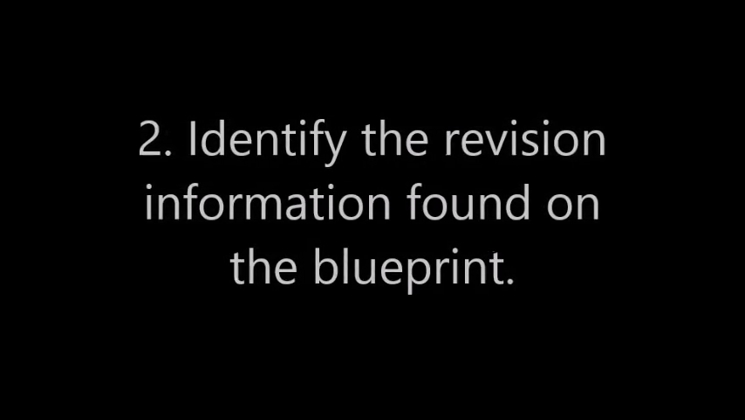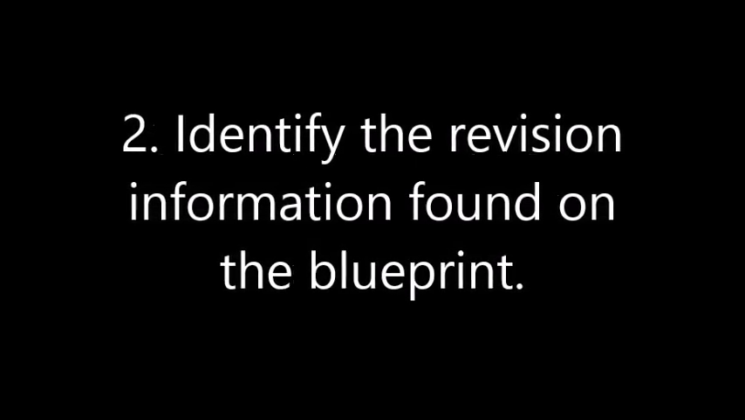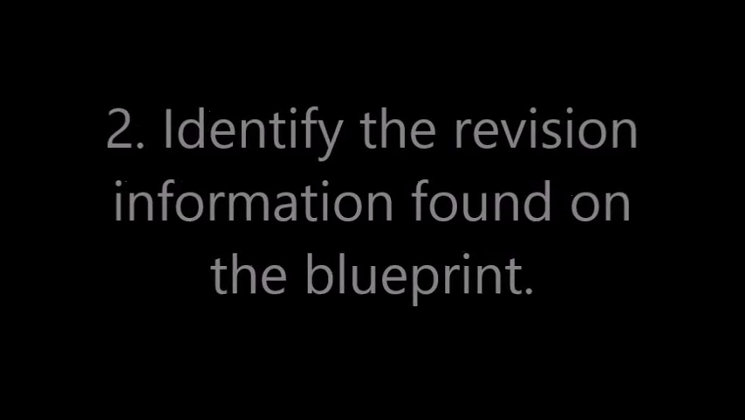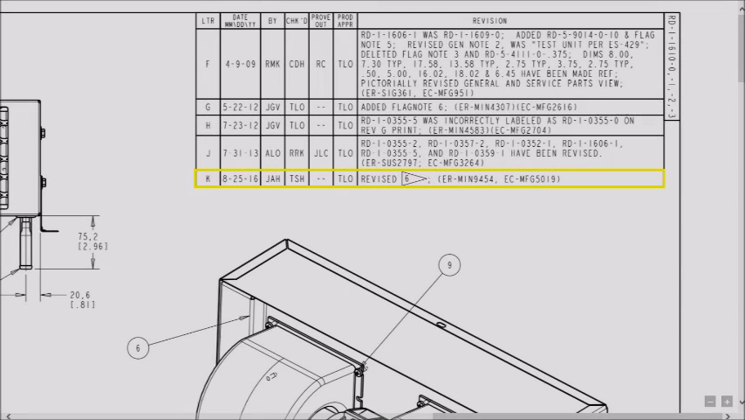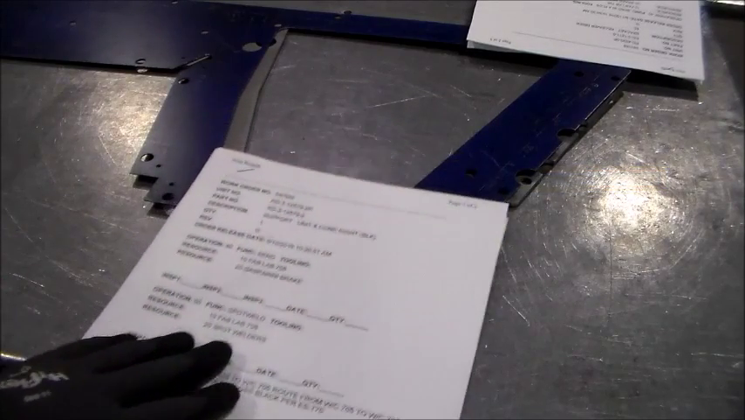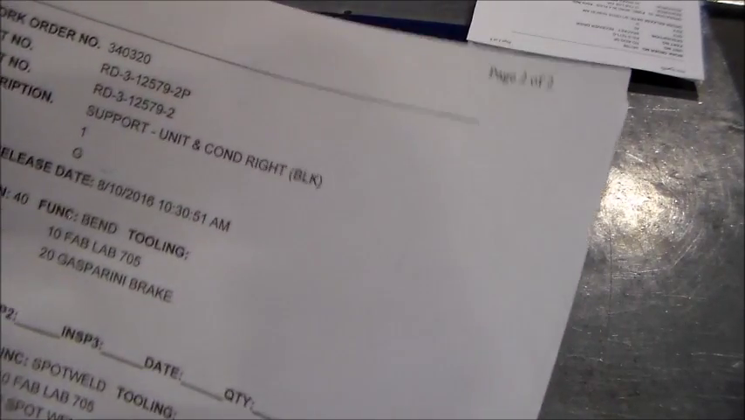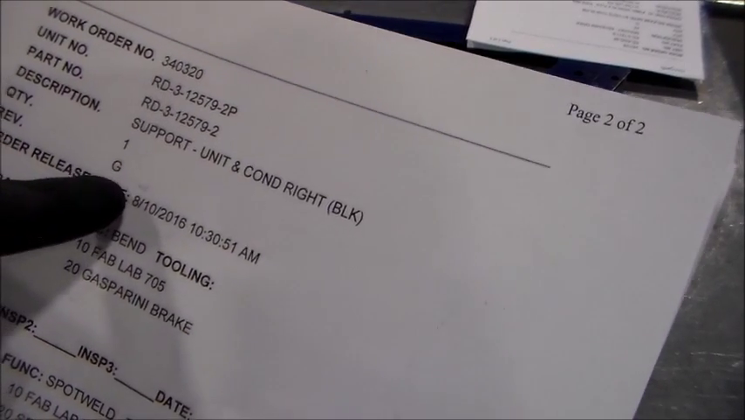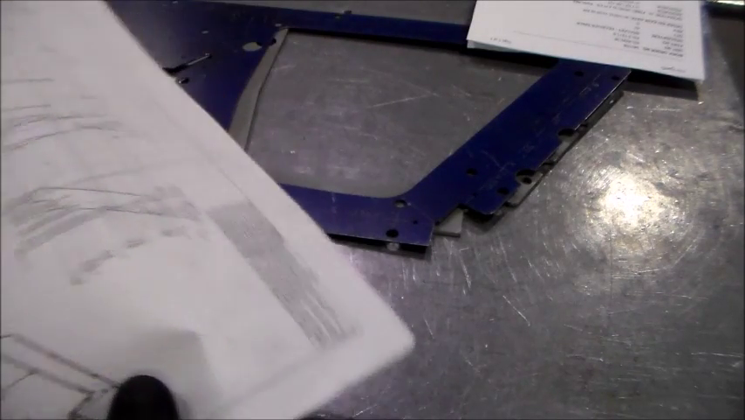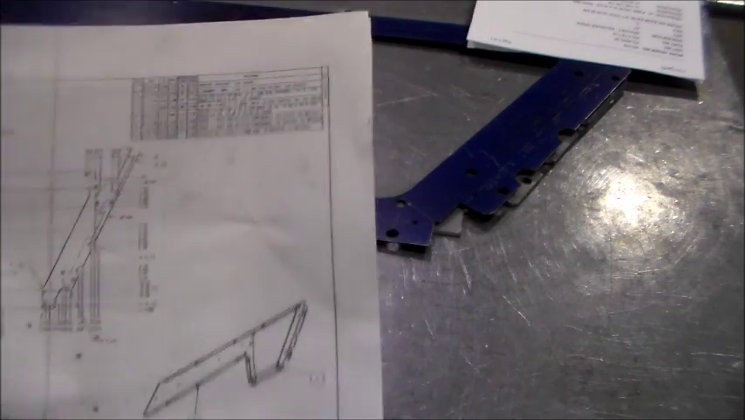Number 2. Identify the revision information found on the blueprint. Looking back at the revision block, the latest revision can be found on the bottom, with the date along with it. To be sure you aren't building the wrong part, it is very important to match the revision to the routing slip for that part, and then build according to the information found in the print. If the revisions do not match, notify your lead so they can fix the issue.